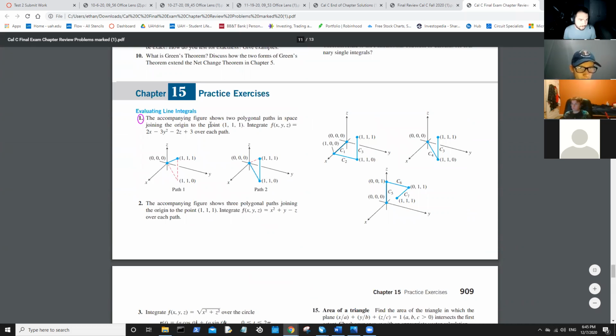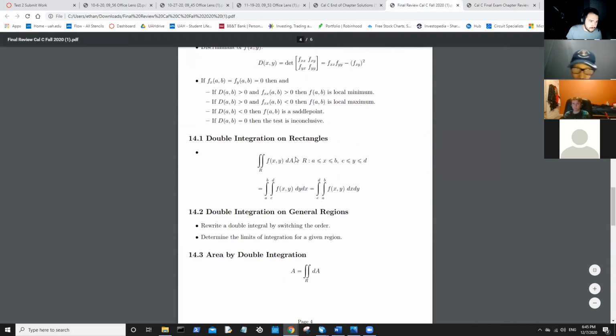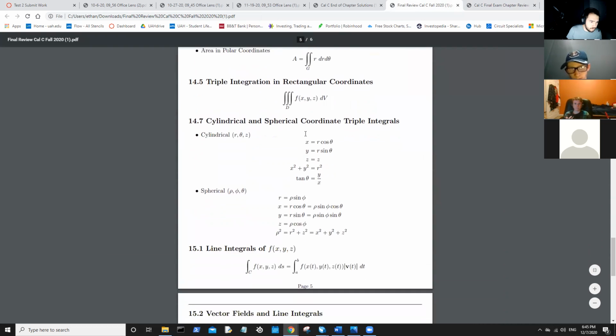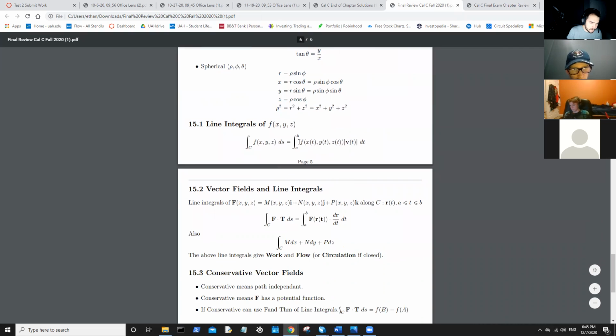Line integral time. Oh, actually, we haven't been looking at this. Let's go down to it. He has a lot of stuff. Oh, he just gives you all of this. Legend. Line integrals.